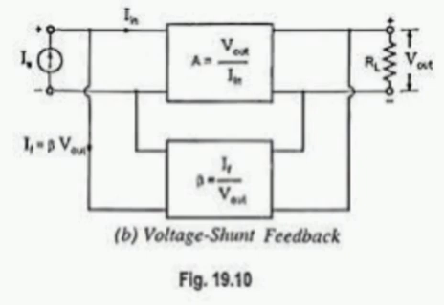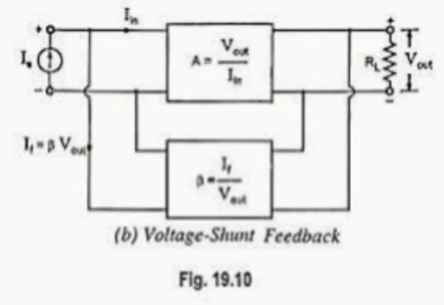Mixer: series or voltage mixer comparator, input is given in series directly to beta. Shunt or current mixer comparator, input of the current source is given directly in shunt to beta.